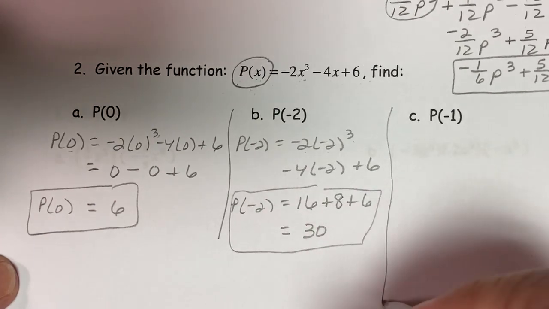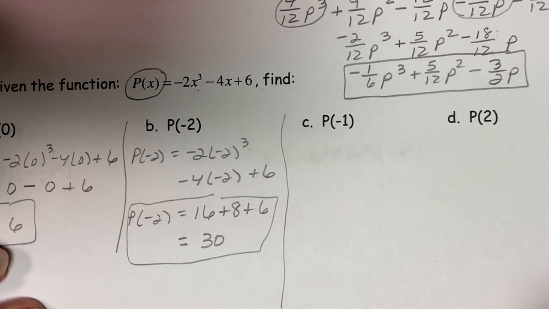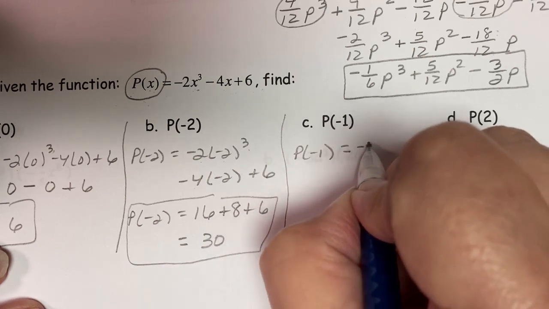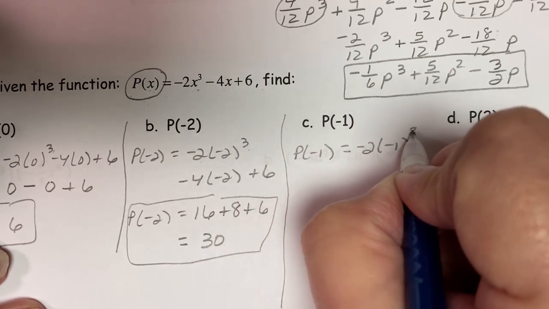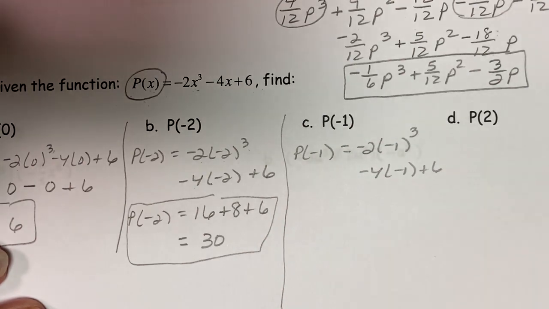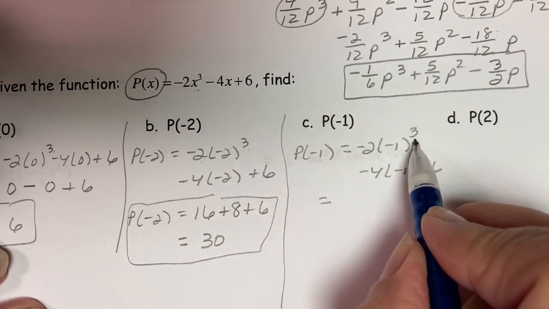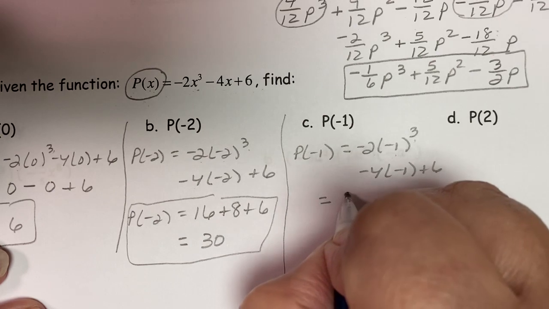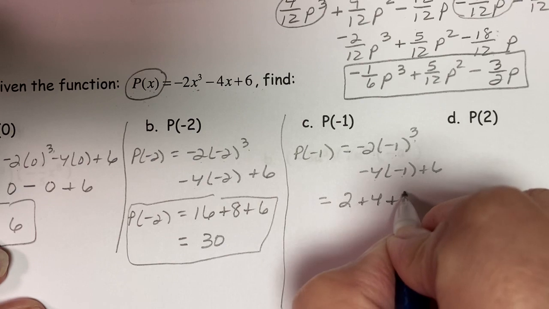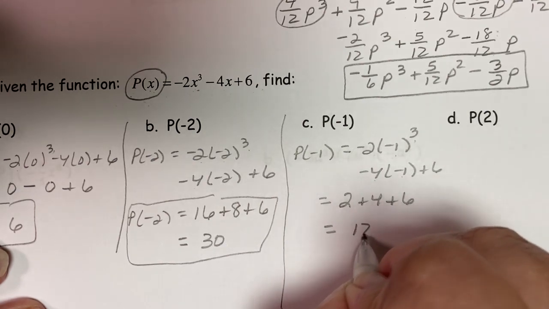So why don't you go ahead and do the next two and then come back and check. So if I want p of negative 1, it just means plugging in negative 1 in for x. So that's negative 2 times negative 1 cubed minus 4 times negative 1 plus 6. Doing my exponents first, negative 1 cubed is negative 1 times negative 2 is 2. Negative 4 times negative 1 is plus 4 plus 6. And you can see p of negative 1 is going to be 12.